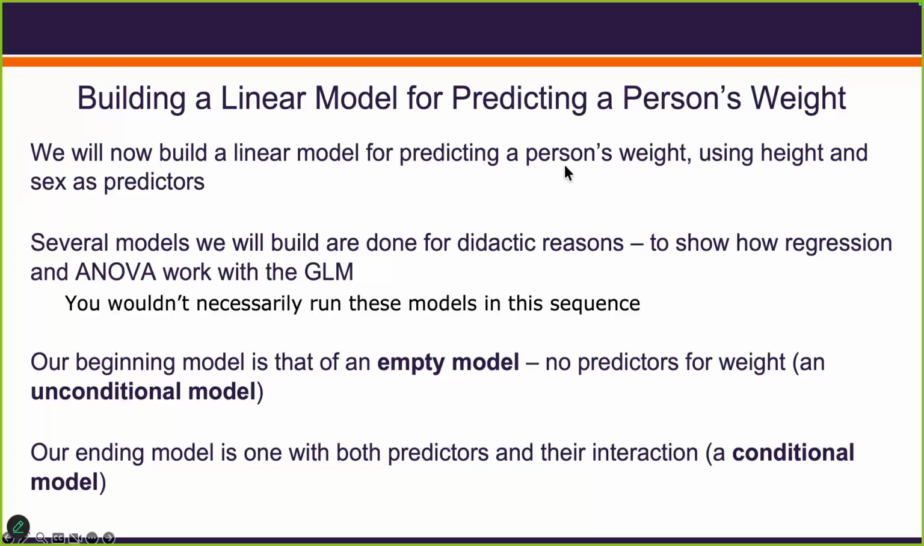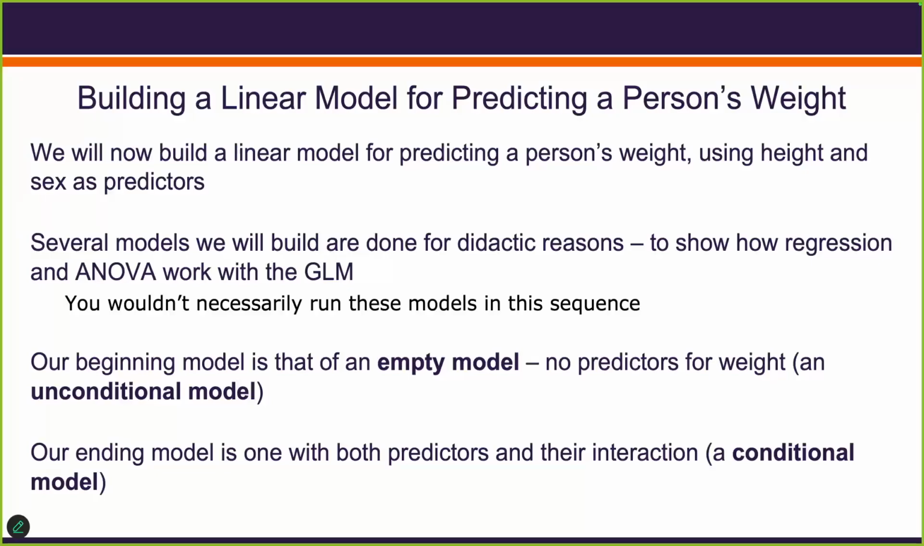We're going to build a model predicting a person's weight using height and sex as predictors. Several models we will build are done for didactic purposes. So I just want to show them first, and then we wouldn't necessarily do this. My goal is that when we get into a model-based version of statistics, you quickly lose sight of the data. And that's where you're like, does it work? Should I even do it? Does it fit the data?